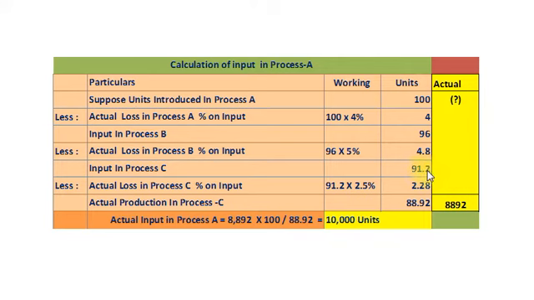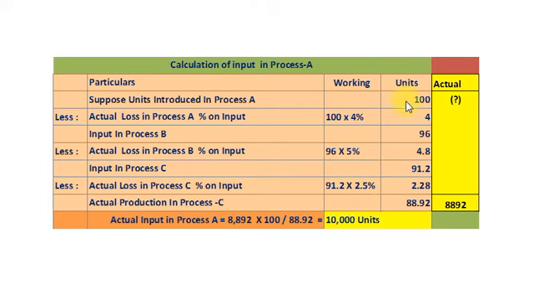Output of process B becomes input of process C, and finally we will deduct actual loss in process C, that is 2.5% on input 91.2, that is 2.28 units, and finally we get output of process C at the end 88.92 units. And in the given sum we are given actual output 8,892 units.